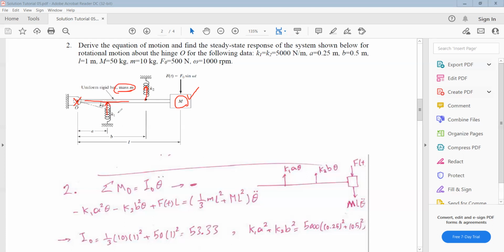The spring K1 will be under compression. So the reaction of this spring on the bar is in the upward direction. And also we have one external force, which is Ft.